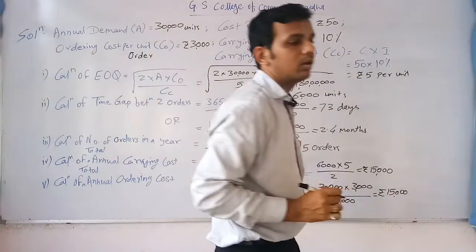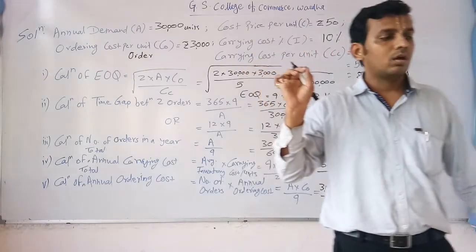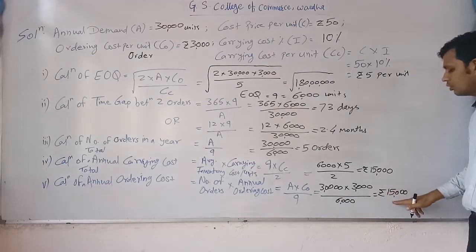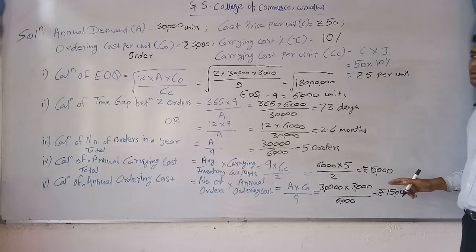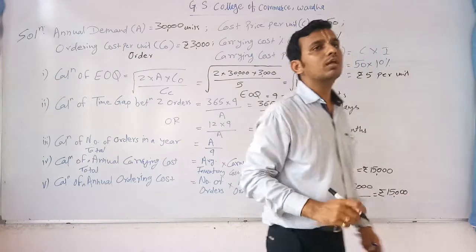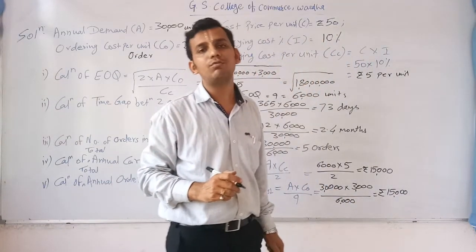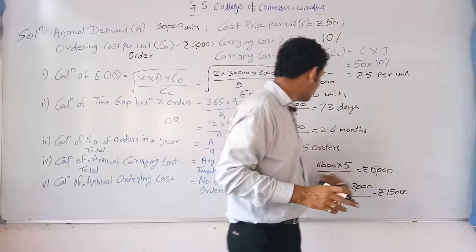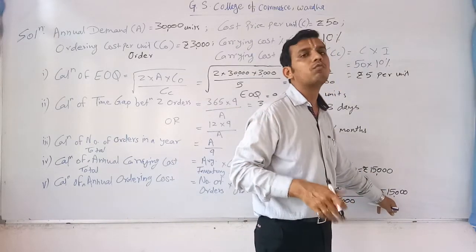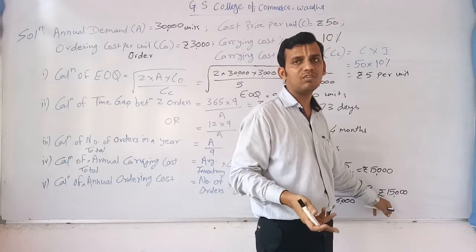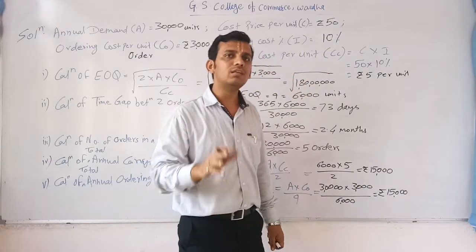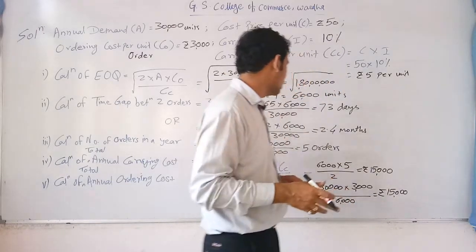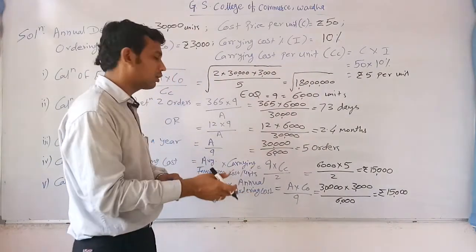At EOQ level, both the ordering cost as well as carrying cost would be the same. That is why it is 15,000. In certain cases, when the answer is in decimal points of EOQ, there would be a marginal difference of 5 to 10 rupees, which is acceptable, but the carrying cost answer should be 15,000. The ordering cost would be near about 14,990, 14,995 or 15,005. It is acceptable, but at EOQ level both the costs would be equal, as said according to the formula.